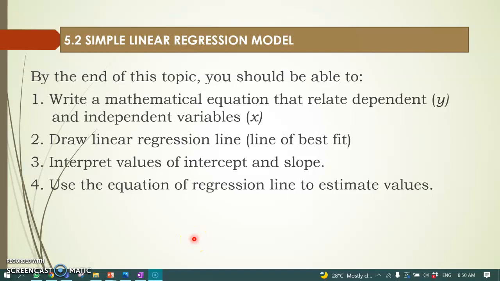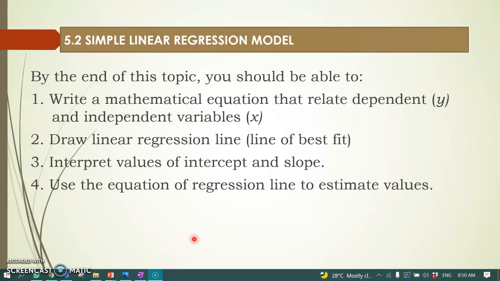Hi class, welcome back. In this video, we're going to discuss the simple linear regression model. By the end of this topic, you should be able to write a mathematical equation that relates the dependent variable y and independent variable x. And you will also be able to draw a linear regression line, which is also known as the line of best fit, interpret values of intercept and slope, and also use the equation of the regression line to estimate values.